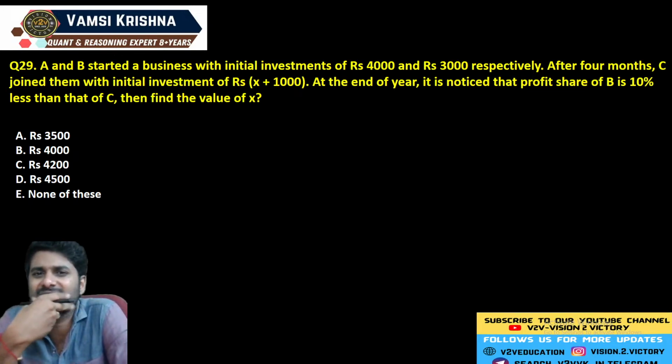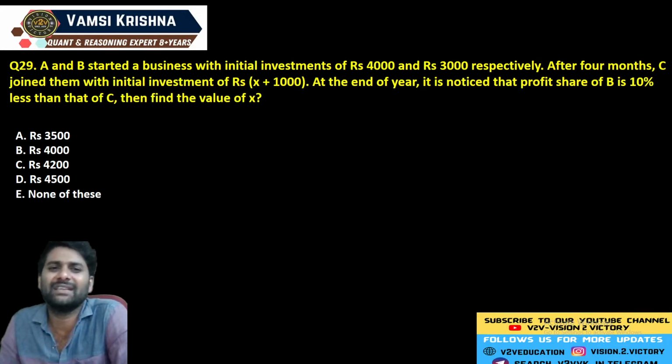So see, A and B started a business investing 4,000 rupees and 3,000 rupees respectively. After 4 months, C joined with a total investment of X plus 1,000. At the end of the year, he noticed that the profit share of B is 10% less than C. Find the value of X.